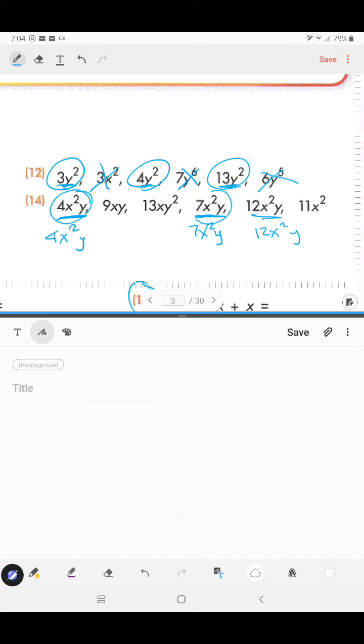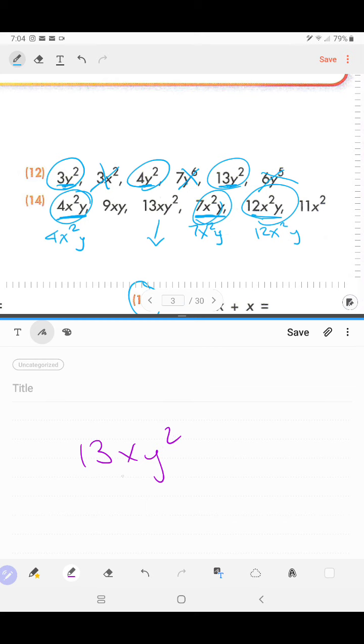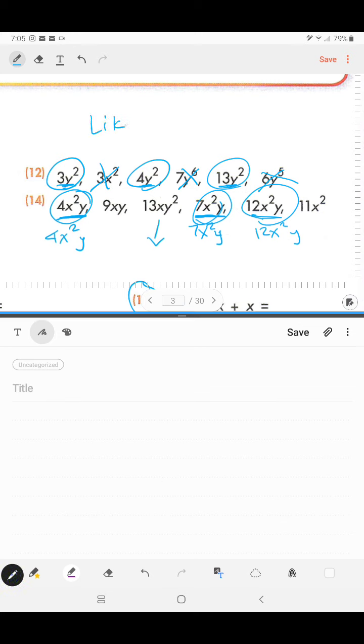So that one and that one. This one isn't. It looks like it, but that one is meant to trick you. This is 13 times x times y times y. So there's 2 y's. And the other ones have 2 x's, not 2 y's. So that's like terms.